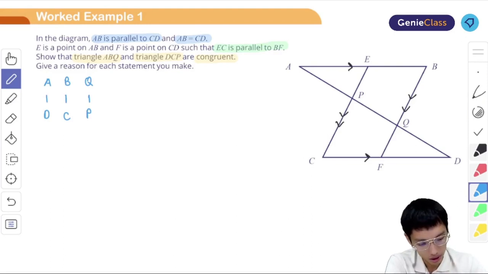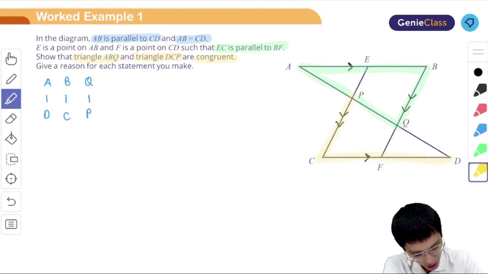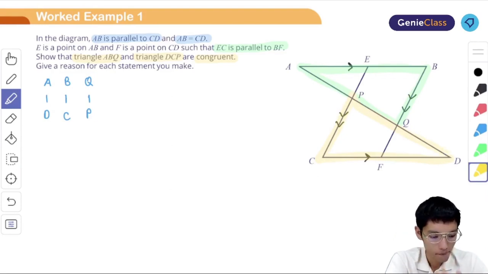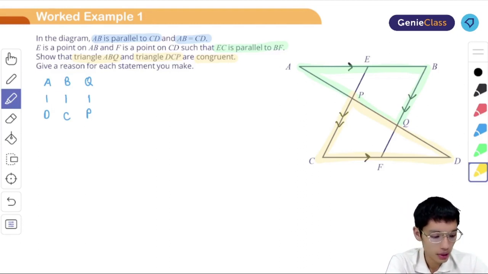Okay, so take note. Let me just draw the triangle first. In this case, if you are not sure, I have A, B, Q, and I have D, C, P. All right, A, B, Q, D, C, P. Yes, I have my angles over here. Okay, this is a little bit hard to see.